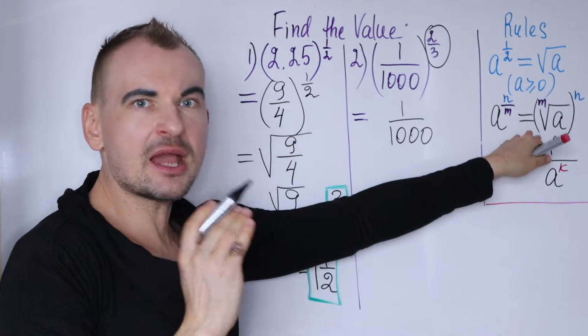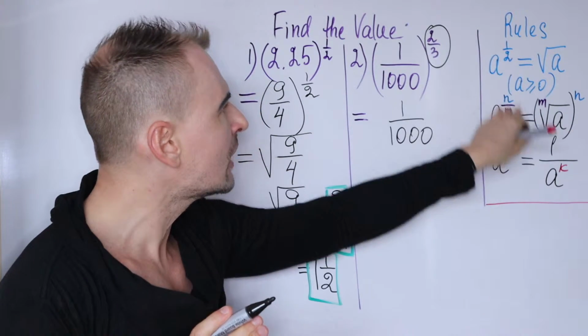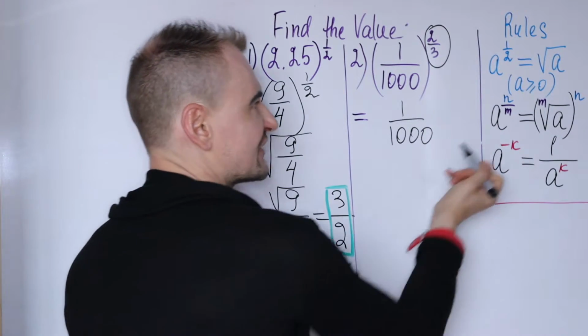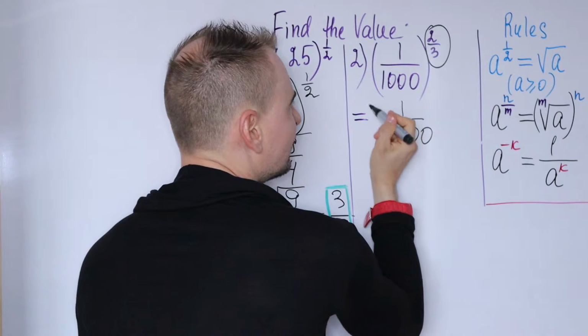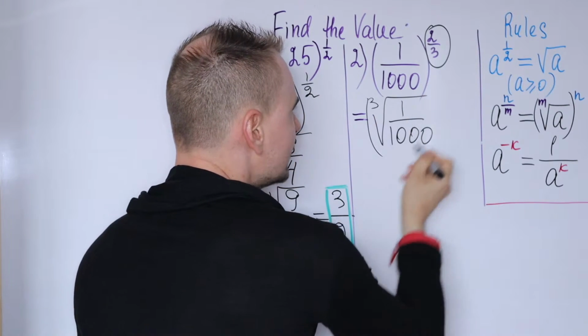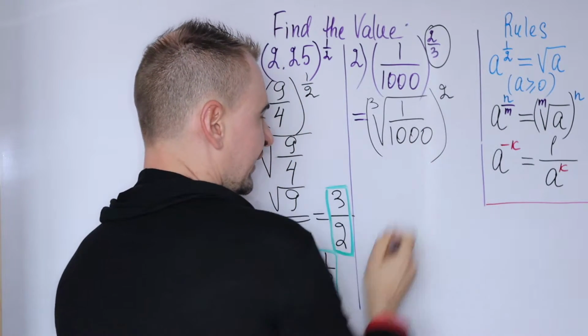You could basically match up. Your m, your top number, is 2, and your bottom number n is 3. All it does is take the cube root of this number, and you raise this value to the second power. You square it.